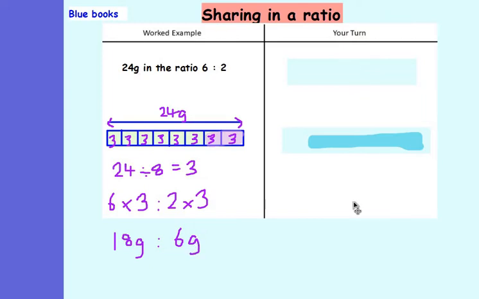Over to you, Year 8, in your dark blue books. Can you have a go at this question for me? Pause the video for a minute and work that out now, please.